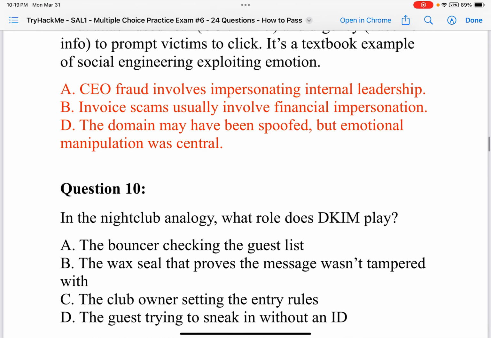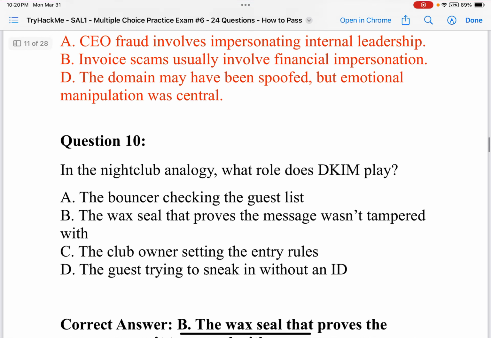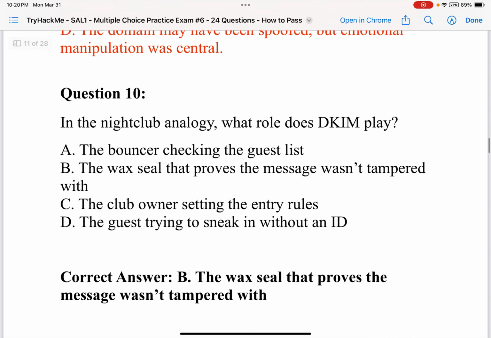In the nightclub analogy, what role does DKIM play? A, the bouncer checking the guest list. B, the wax seal that proves the message wasn't tampered with. C, the club owner setting the entry rules. Or D, the guest trying to sneak in without an ID. The correct answer is B, the wax seal that proves the message wasn't tampered with.